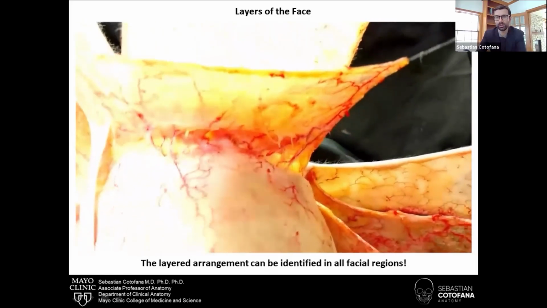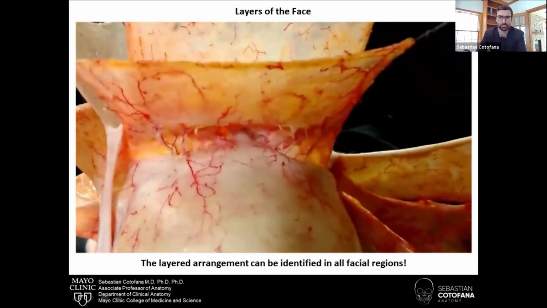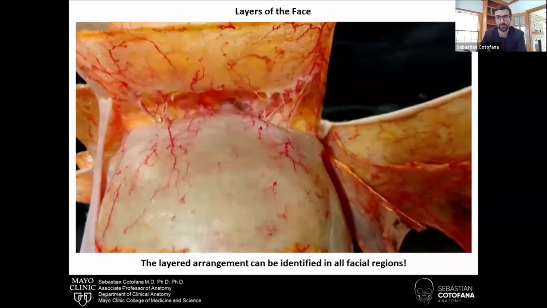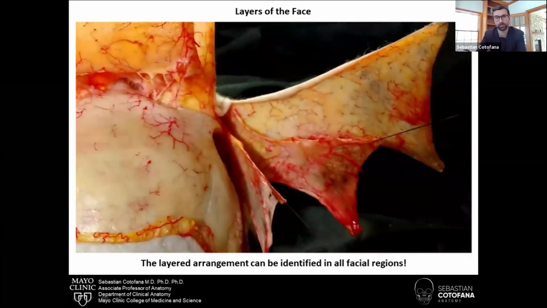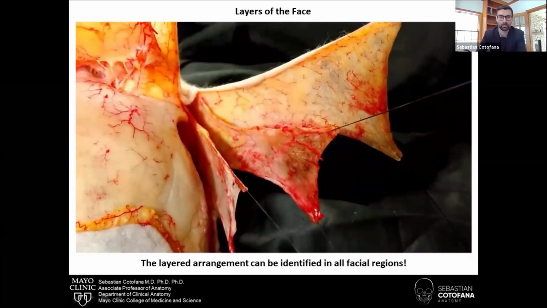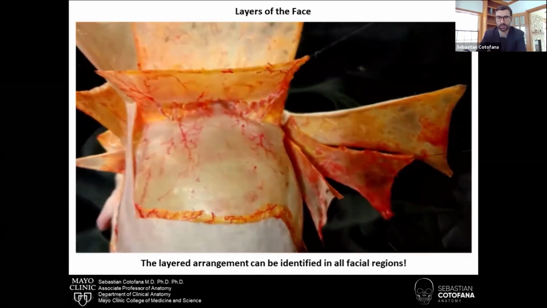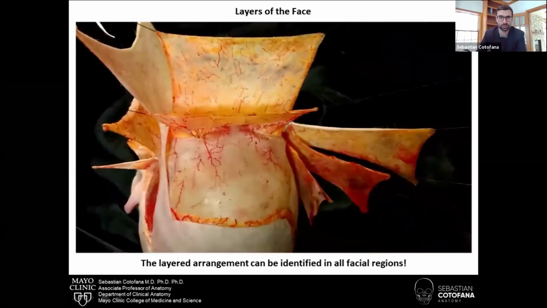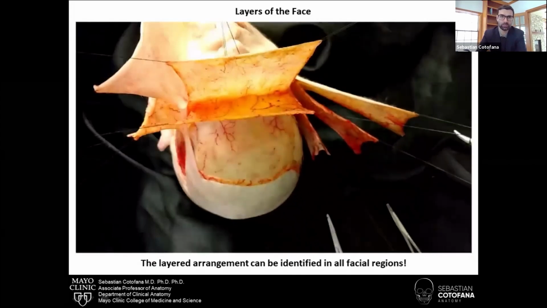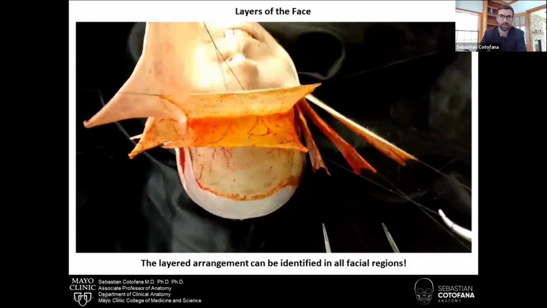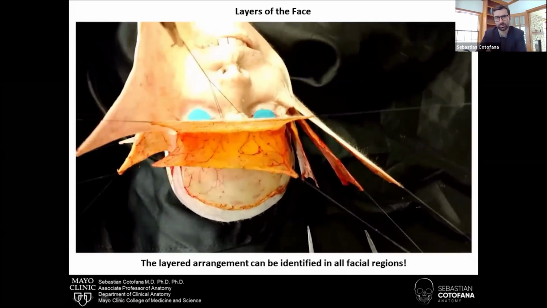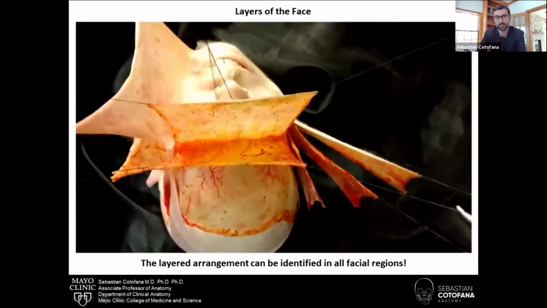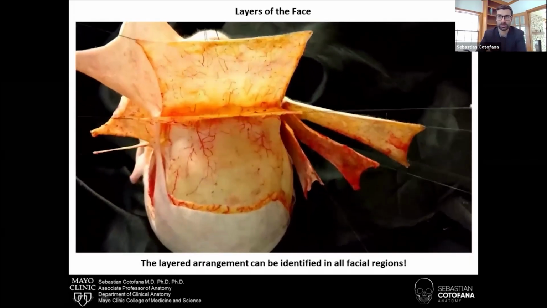Everywhere in the face you have layers. You don't have layers only in the temple or in the mid face. We also have them on the forehead, as you can see here. You can have them only on one side, or on both sides. It depends on where you want to look, but this is important to understand. Layers can be identified in every region of the face, which is very important because you need to know that your treatments are influenced by each other. You also need to know that in some layers you have specific structures like nerves or vessels, and they are located in each specific layer.